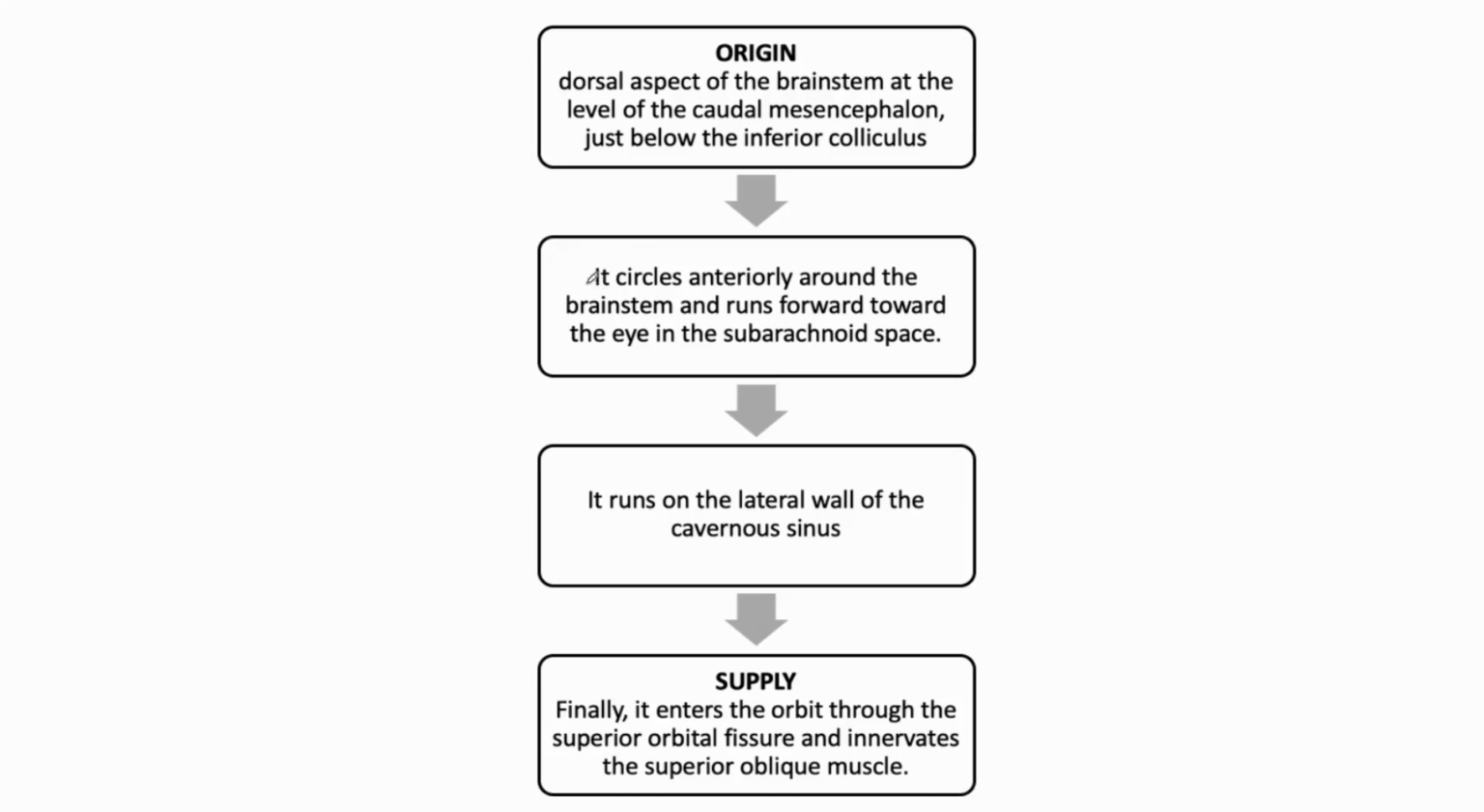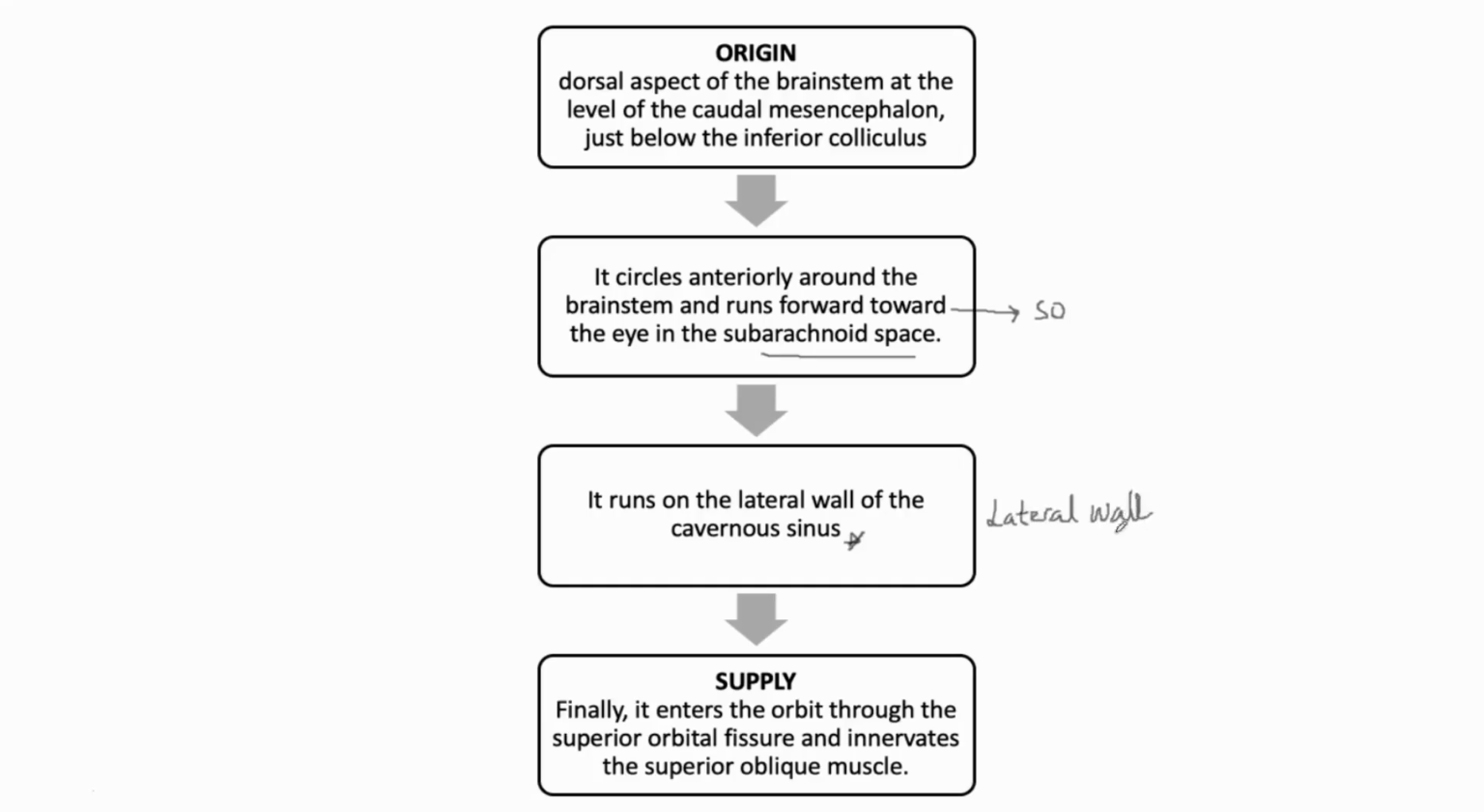After the origin, the nerve encircles anteriorly around the brainstem and runs forward towards the eye, because it is supplying the extraocular muscle of the eye, that is superior oblique, and it runs in the subarachnoid space. Through its journey, it passes through the cavernous sinus, very important. It's a dural venous sinus located in the skull. Which part of the cavernous sinus is the trochlear nerve associated with? It travels on the lateral wall.